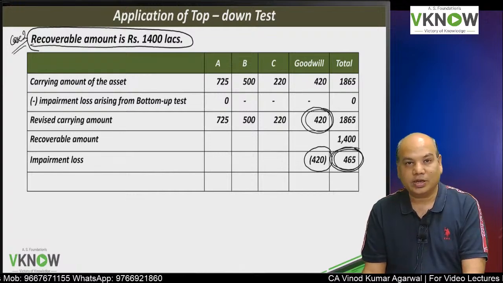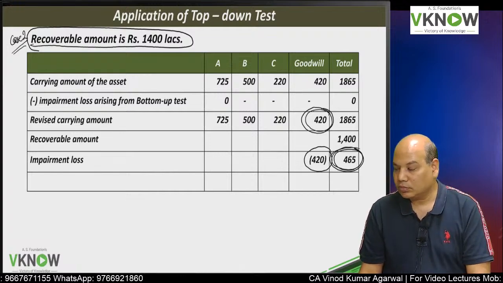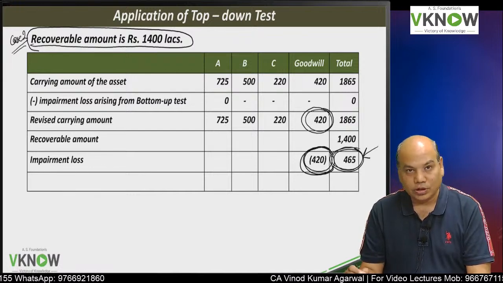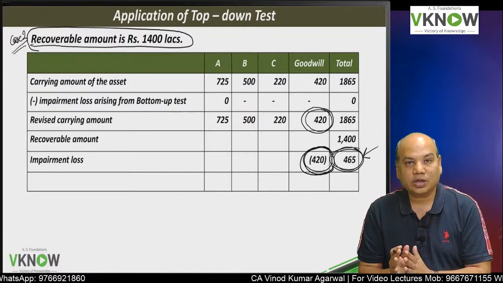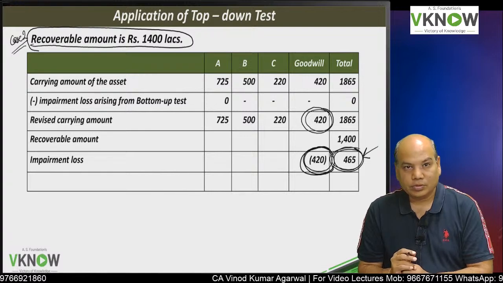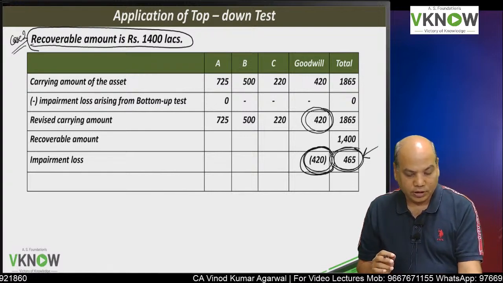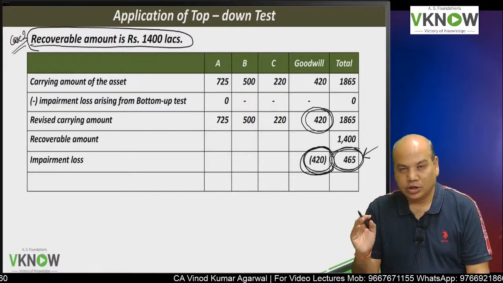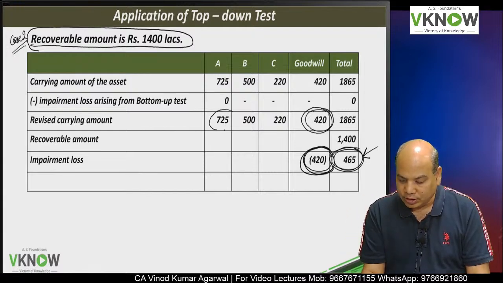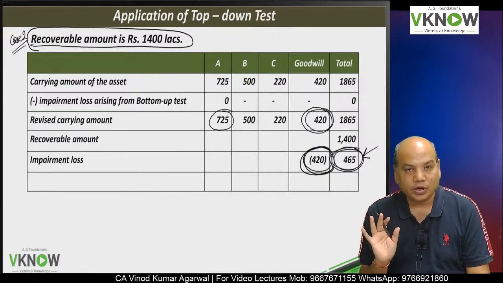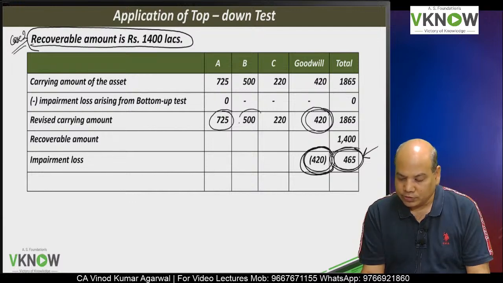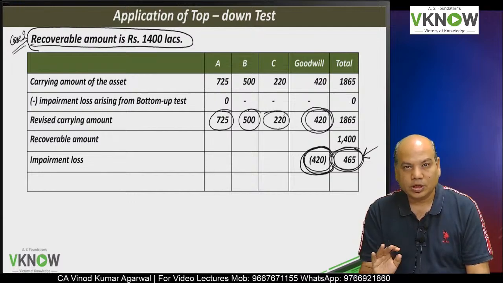And what about the remaining? Total is 465, allocated to goodwill is 420. What about the remaining 45? The answer is the remaining 45 will lapse, because unit A has already been tested for impairment and is found not to be impaired. Same thing for B and C, they are not impaired.